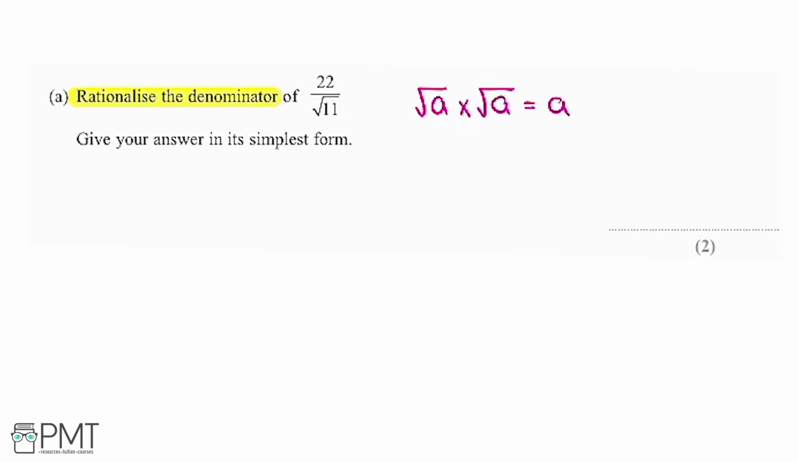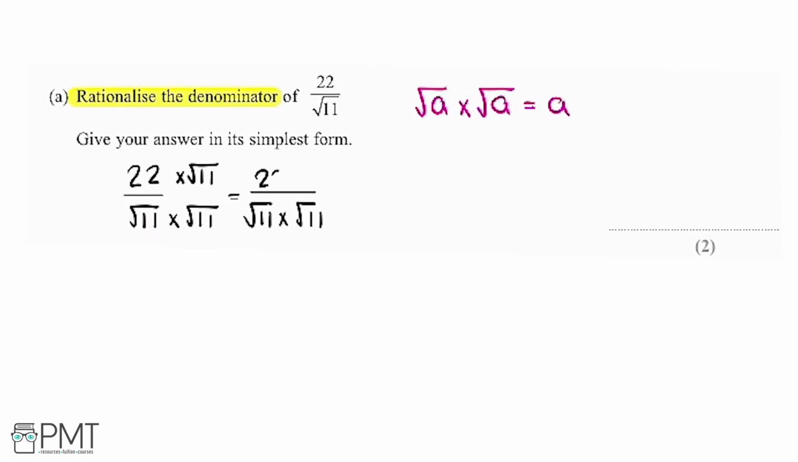So we're going to grab our fraction, 22 over the square root of 11. Using this fact, to rationalise the denominator, what we're going to have to do is multiply by the square root of 11. For whatever we multiply the denominator by, to keep it the same fraction, we need to multiply the numerator by it as well. On the bottom, it's going to give us the square root of 11 multiplied by the square root of 11. And on the top, 22 multiplied by the square root of 11. And we know that on the bottom, that means we just have 11.